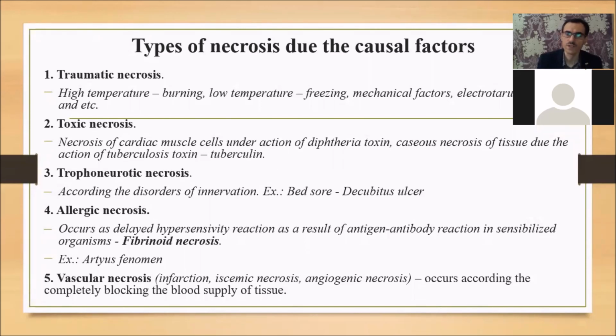Third one, trophoneurotic necrosis, a very big group of necrosis according to disorders of the innervation, such as bed sores. Another very big group is allergic necrosis, which occurs as delayed hypersensitivity reactions, for example, the fibrinoid necrosis. And finally, vascular necrosis, another name is infarction, which occurs according to completely blocking of the blood supply.